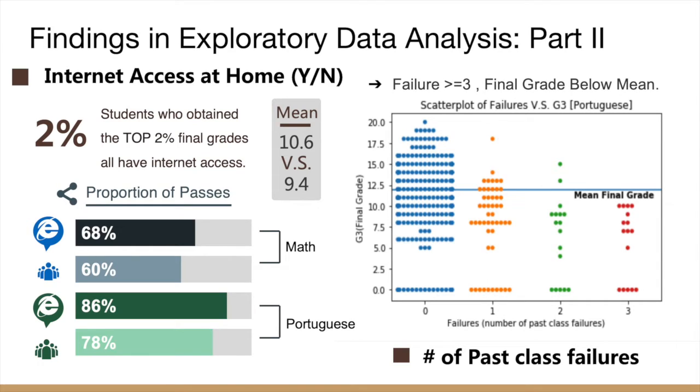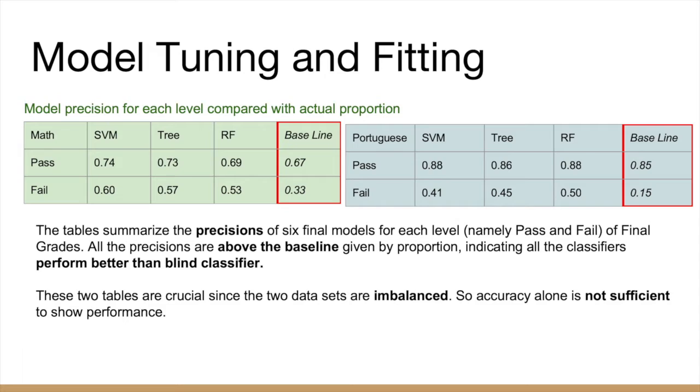And now let's move on to the model tuning and fitting part. So on this page we can see two tables, and the tables summarize the precision of 6 models for each level of final grades, namely passes and fails. And for each data set, the baseline is drawn by the actual proportion of this level in the data set. For instance, there are 67% of students passing the math courses. So if we blindly classify all students as pass, we will still get a precision of 0.67 in predicting students' final grades in math courses.